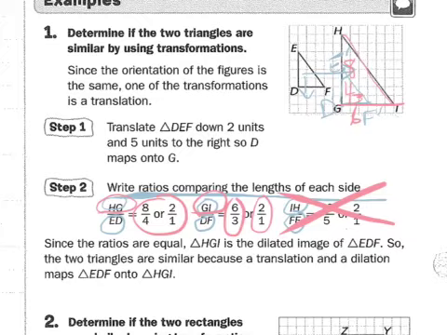So both of these proportions are equal to each other. Both of them were 2 over 1 when we reduced it. So since the ratios are equal to each other, triangle HGI is a dilation of EDF. So the two triangles are similar because we could do a translation and a dilation and actually get those triangles to be exactly on top of each other.